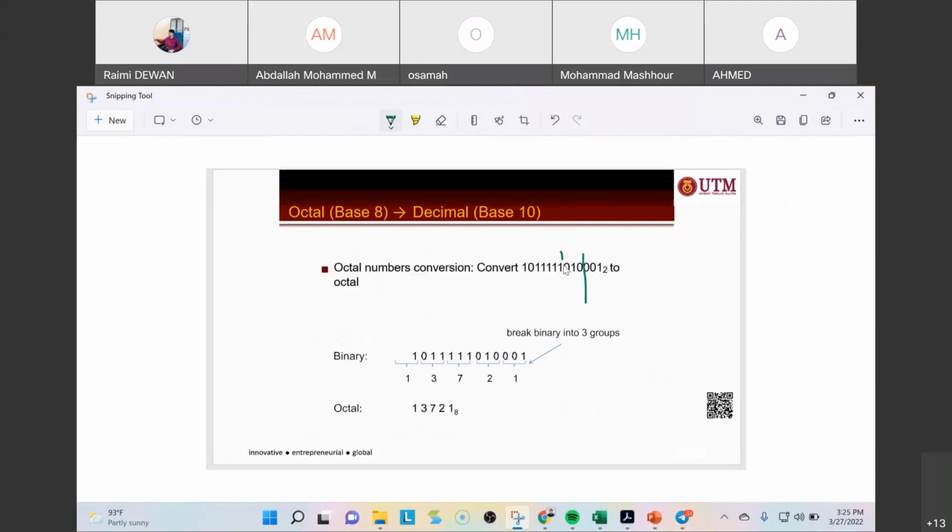Understand the logic? How do we know? Because the maximum in the octal number system is what? 7. And 7 in binary is what? It's 111, not 011, because the 0 doesn't have meaning there. So 111, how many places? 3 bits, right? Understand?